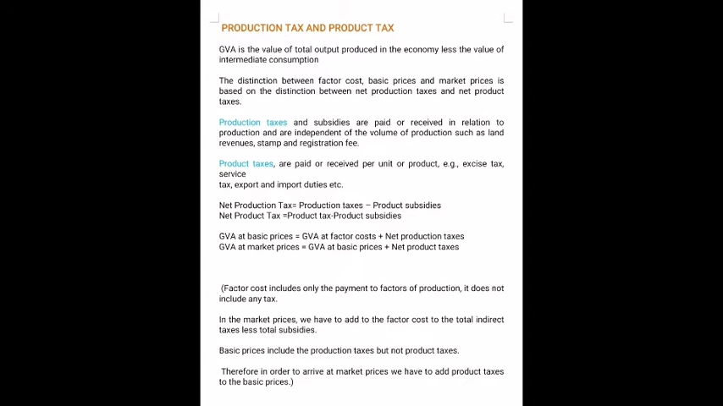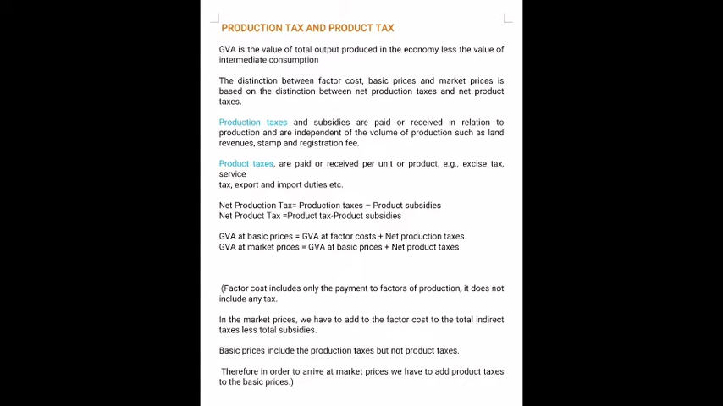Now, let's check what is production tax and product tax. Production taxes and subsidies are paid or received in relation to production and are independent of the volume of production, such as land revenues, stamp duties, registration fees, etc. So, if you are producing or manufacturing a good, there will be a production tax imposed on you. The examples for production taxes are land revenue, stamp duties, registration fees, etc.